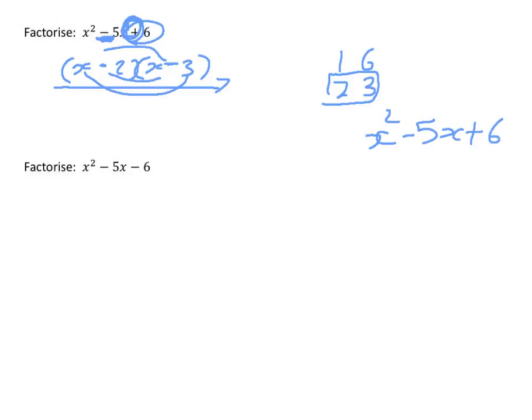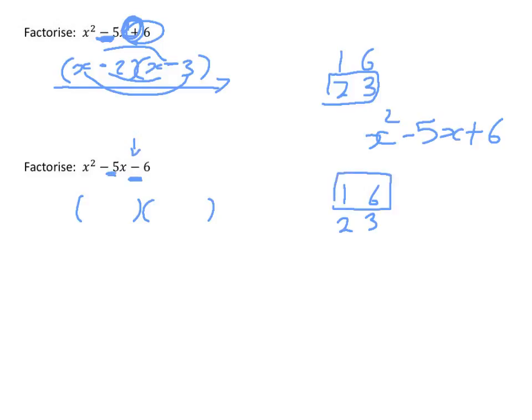Alright, what happens if this sign here is a negative? Well, again, we start by listing the factors. 1 and 6, 2 and 3 all give me 6. I'll just draw my brackets. So I've said, what are the factors of 6? Now, because this sign is negative, which factors will I subtract to give me the middle term?